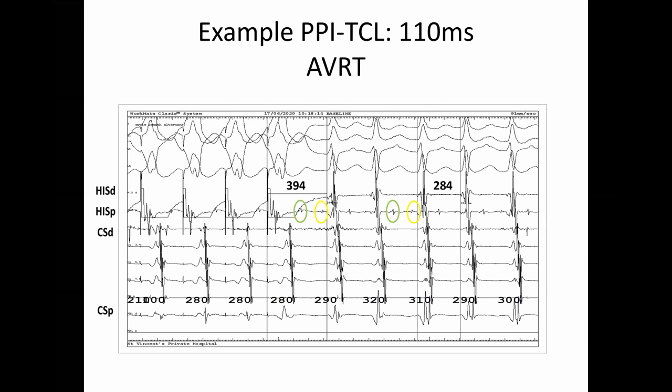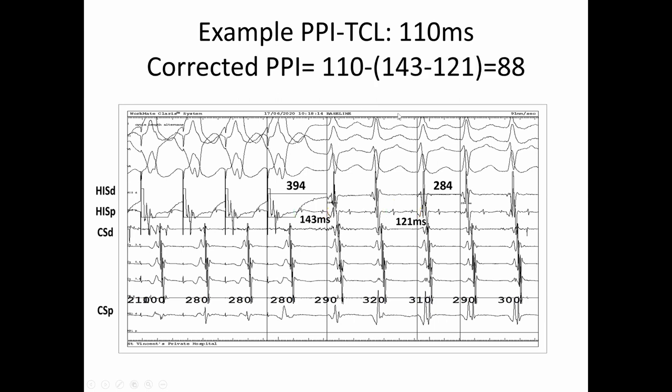But if you look carefully, because you've stressed the AV node by coming in shorter with this entrainment run, I've got the A on the His catheter in green and the H in yellow. The AH interval is longer with your entrainment run versus during tachycardia. So we could subtract off the decrement in the AV node, which is 143 minus 121, from the 110, which ends up giving a corrected PPI minus TCL of 88, which is, again, short. You've just proved the principle, and it's a nice teaching point.